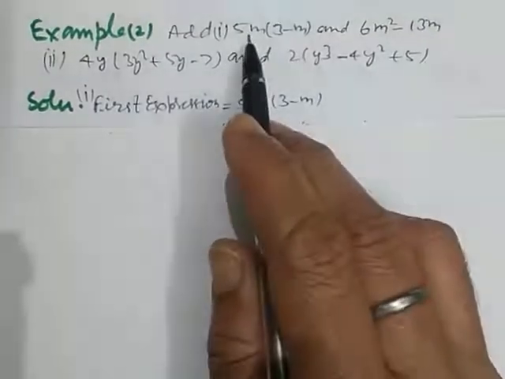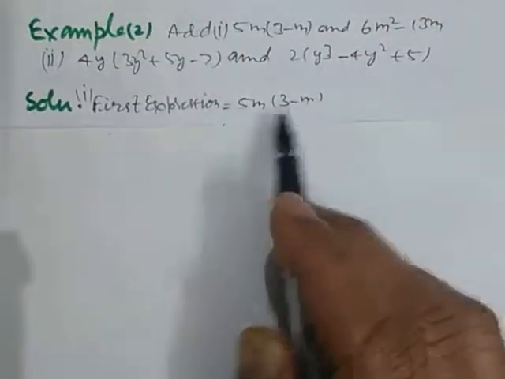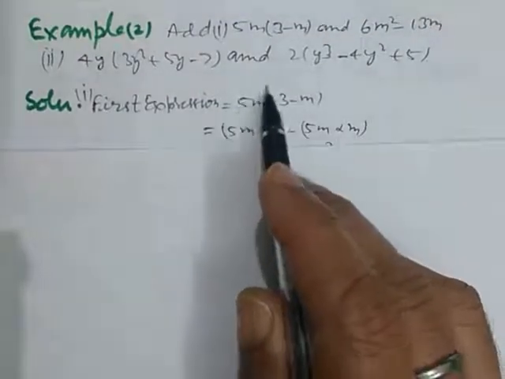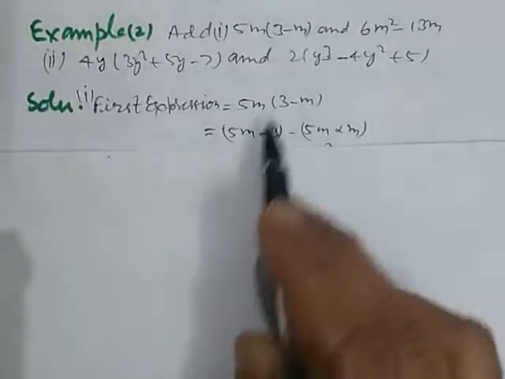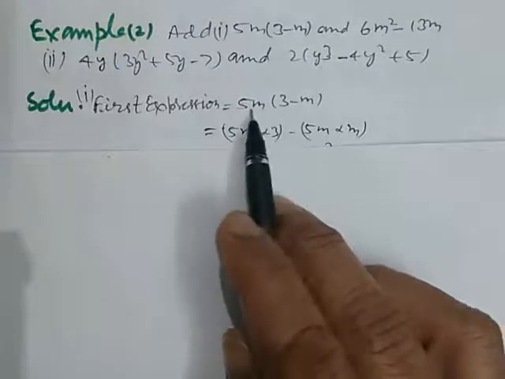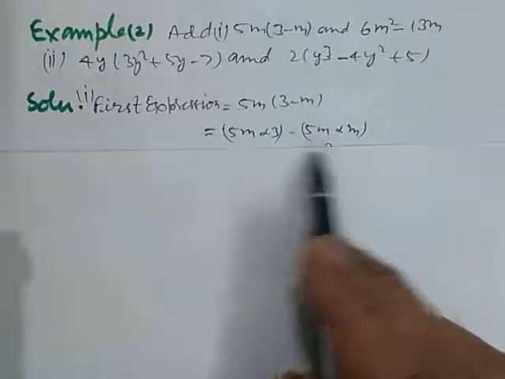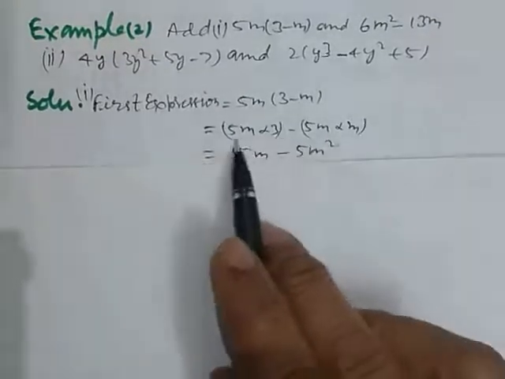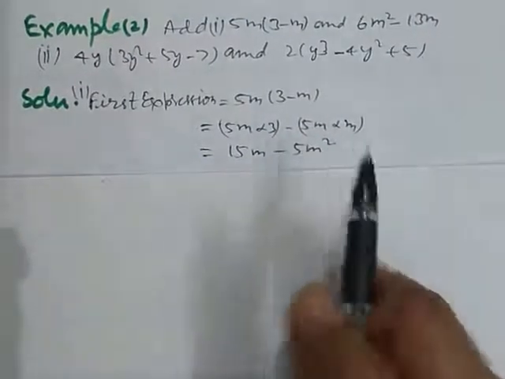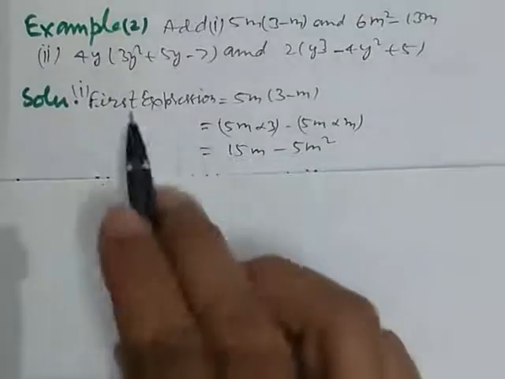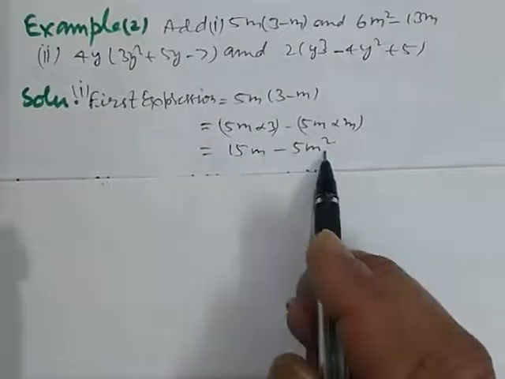First expression, 5m into 3 minus m. So by multiplying this 5m to this 3, 5 3s are 15. Okay, 5m into 3, and this is 5m into m. And this is the negative sign. 5 3s are 15m, and this is 5m square. So the result of the first expression is 15m minus 5m square.